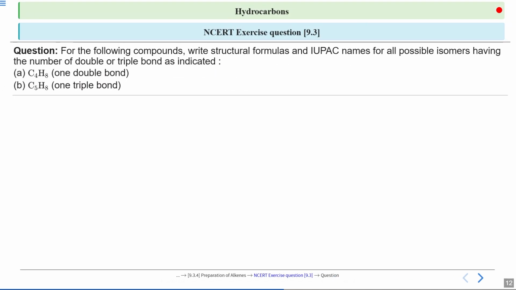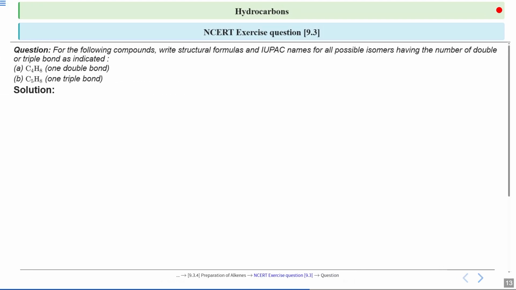Now, we will do exercise questions of NCERT, which is 9.3. Question says that for the following compounds, write structural formulas and IUPAC names for all possible isomers having the number of double bonds or triple bonds as indicated. First is C4H8, 1 double bond. Second is C5H8, 1 triple bond.